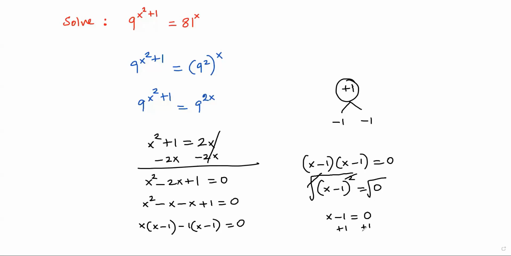Now I am adding 1 to both sides. So negative 1 and positive 1 will cancel out. I get x is equal to 1. So I solved the exponential equation and I got the value of x, that is x is equal to 1.